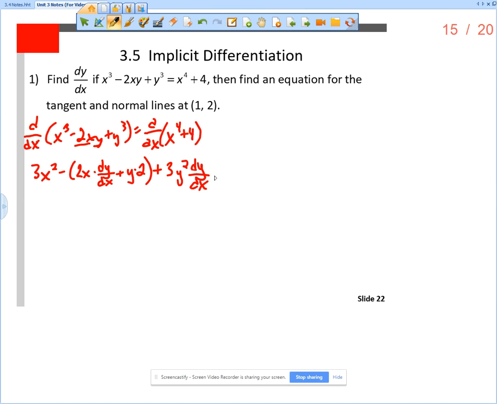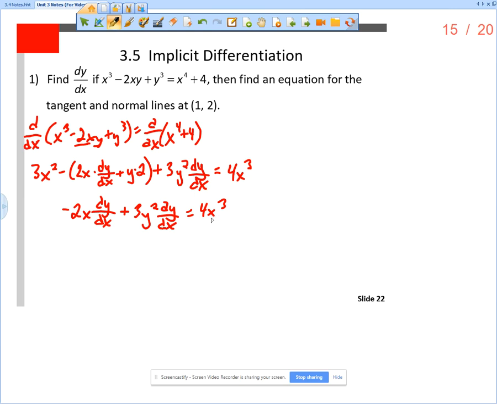That's the left side of the equation, equals the right side. The derivative with respect to x of x to the fourth plus 4 is 4x cubed plus the derivative of 4, which is 0. Now step 2: collect the terms with dy/dx on one side. I have this 2x dy/dx, but remember it's a minus, so minus 2x dy/dx. Then I've got the plus 3y squared dy/dx. And the other stuff is going to go to the other side.